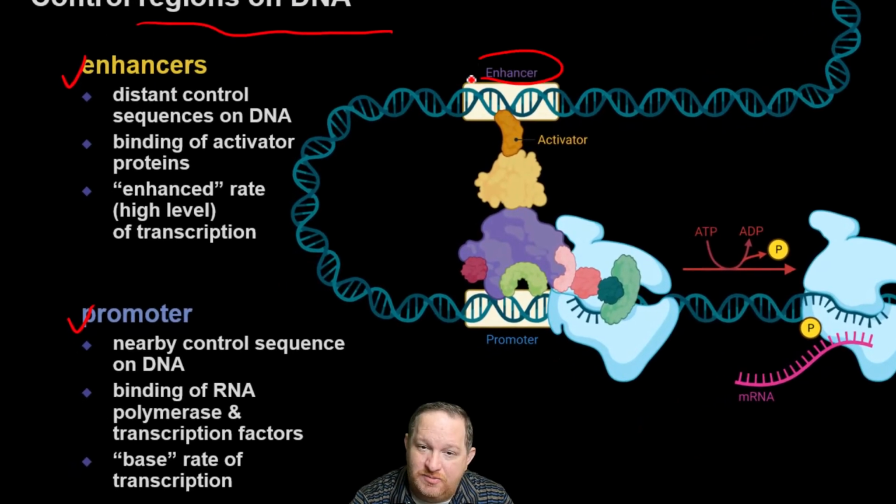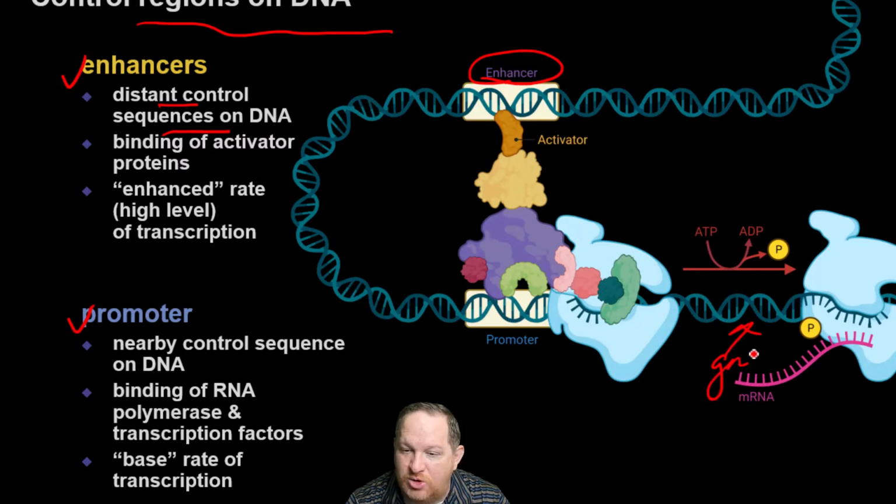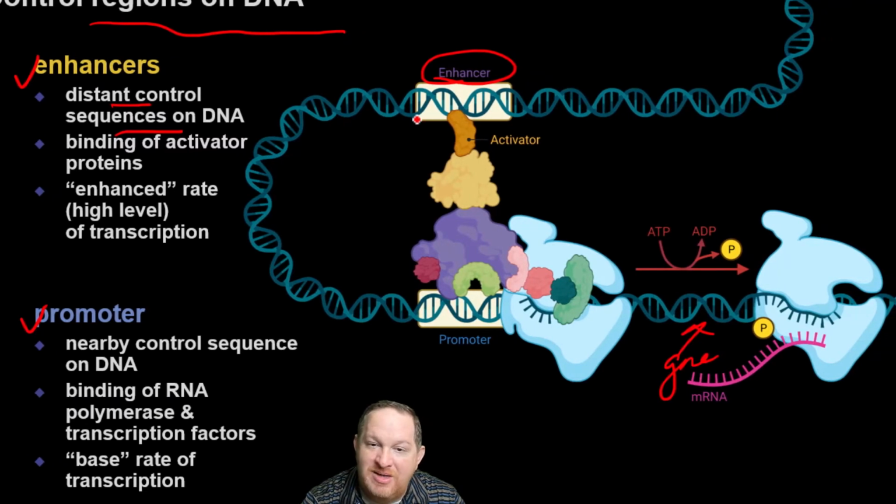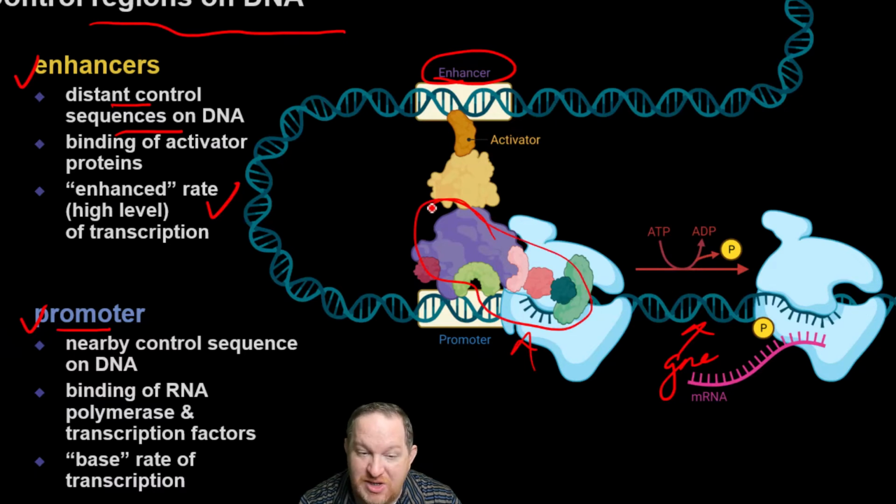An enhancer, what you see here, is a distant control sequence, meaning it's different from where the gene is. So if you notice, here's our particular gene that we're transcribing. But farther down the DNA is something called the enhancer region. This is where activator proteins bind to enhance the rate of transcription. You will also notice we have a promoter region. This is where RNA polymerase and transcription factors bind to help the rate of transcription take place.